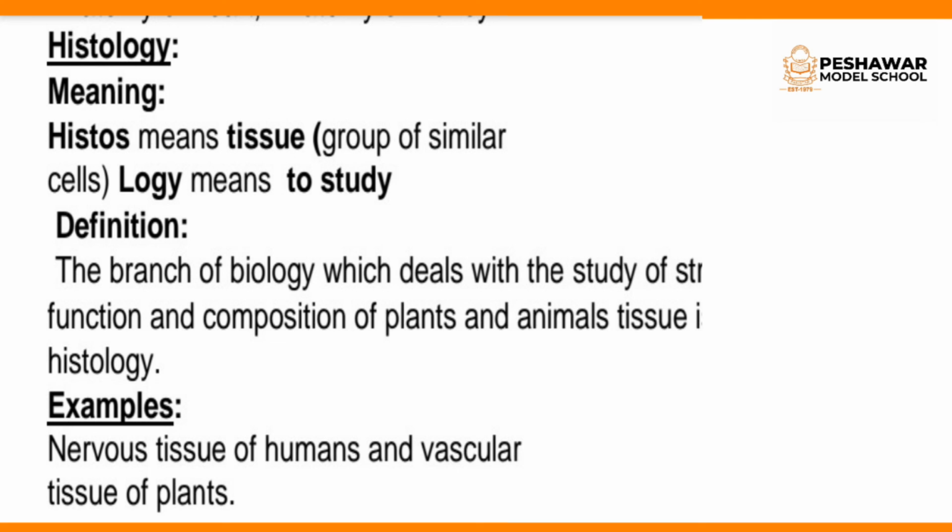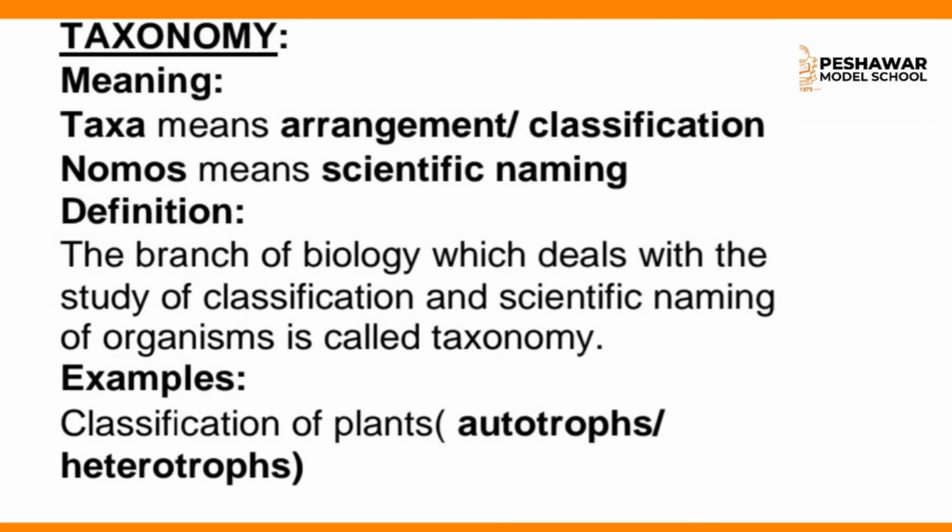So, histos means tissues, a group of similar or different cells. The branch of biology that deals with the study of structure, function and composition of plant and animal tissues is called histology. Nervous tissues in humans, and xylem and phloem, the vascular tissues, in plants.